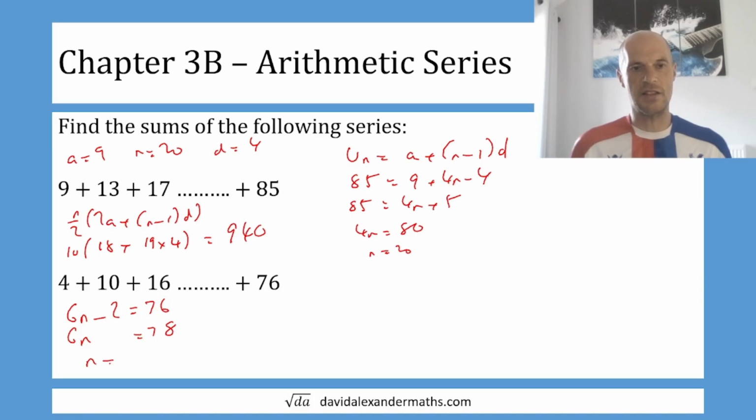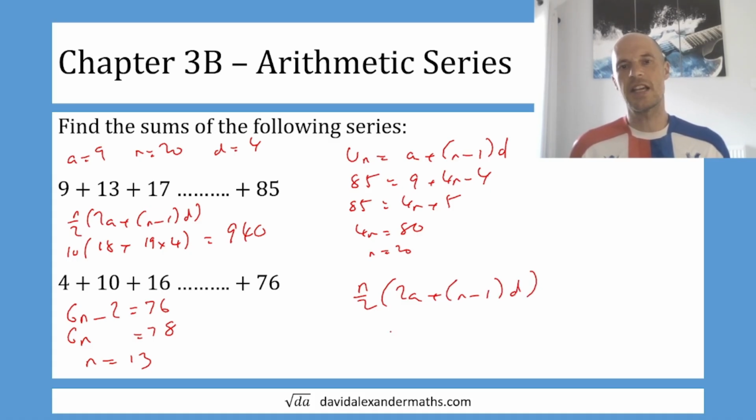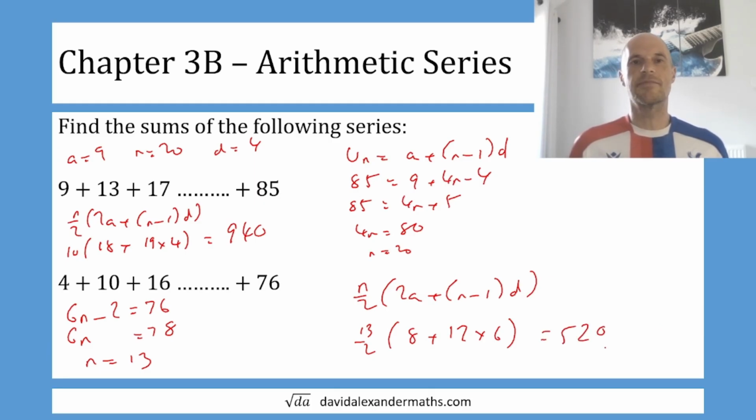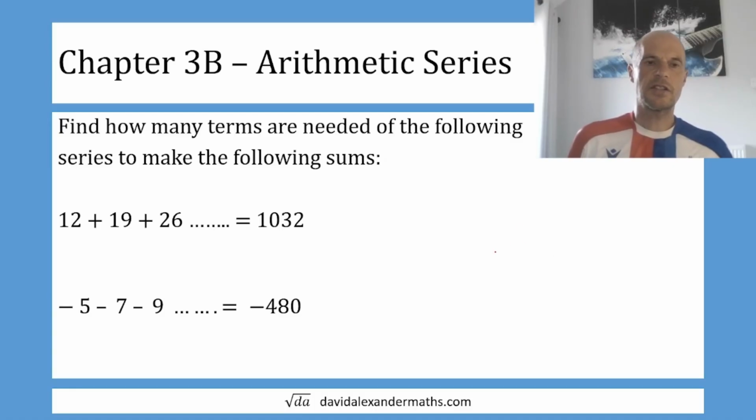So n is 13. So again, we're going to do the n over 2, lots of 2a plus n minus 1d. So that's 13 over 2, 2 times 4, which is 8, plus 13 take 1, which is 12, multiplied by that difference of 6. So 12 sixes are whatever, plus 8 is 80, times 13 divided by 2, and we are getting 520.